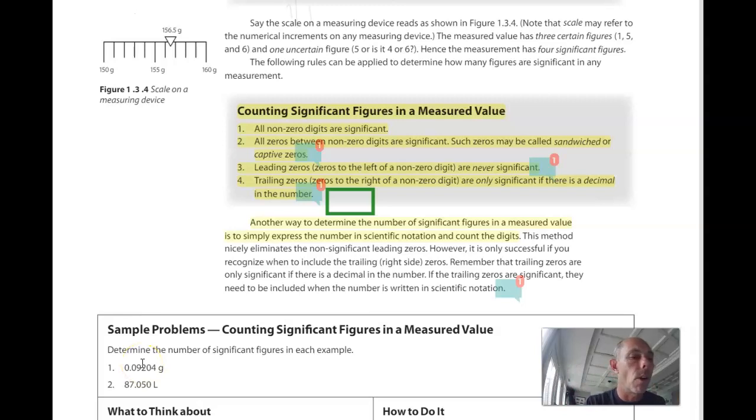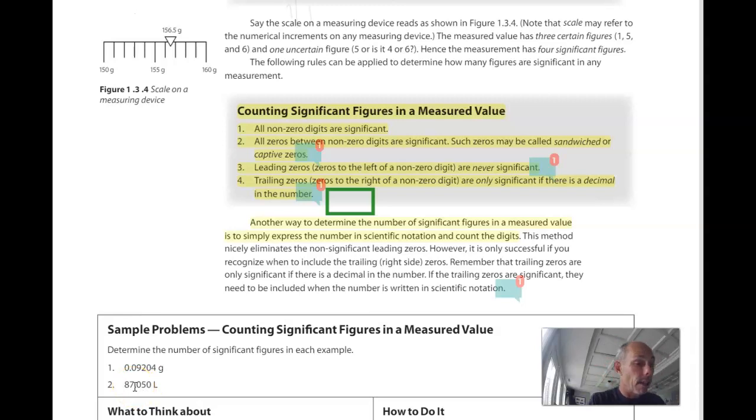Trailing zeros, the third type of 0, are sometimes significant. They're only significant if there's a decimal clearly expressed somewhere in the number. All numbers technically have a decimal right after the ones place, but if the decimal's not written, trailing zeros aren't significant. Trailing zeros are zeros to the right of the last non-zero digit. So we've only got one trailing 0 down here in these 2 problems, and it's this 0 here because it's to the right of the 5, the last non-zero digit. And that trailing 0 would be considered significant because there's a decimal somewhere in the number.